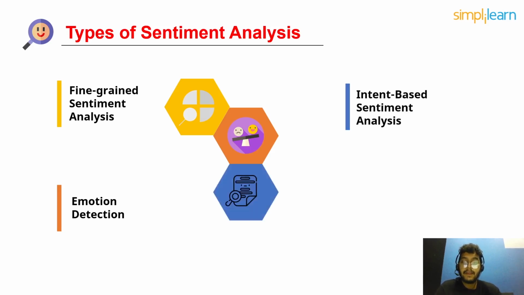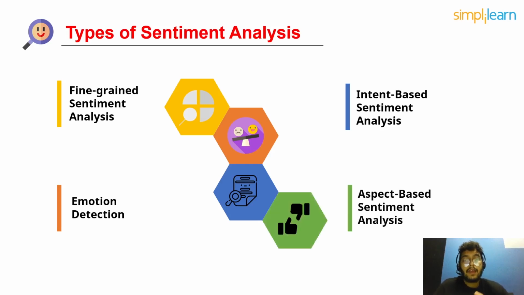And the third one is intent-based analysis. In addition to identifying opinions in a text, intent-based analysis also identifies behaviors. For instance, a frustrated online comment about changing a battery can motivate customer care to get in touch to address that particular problem. And the last one is aspect-based analysis.